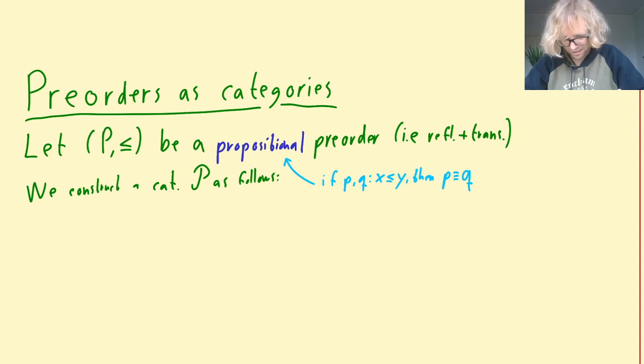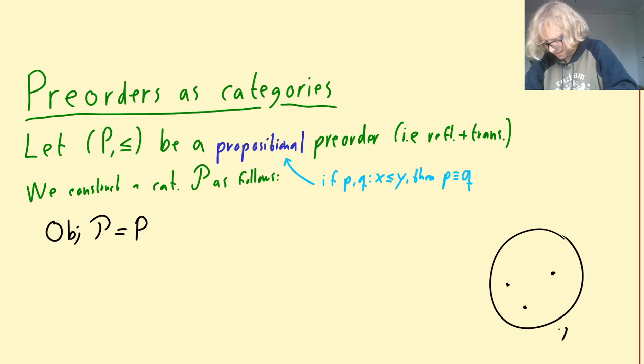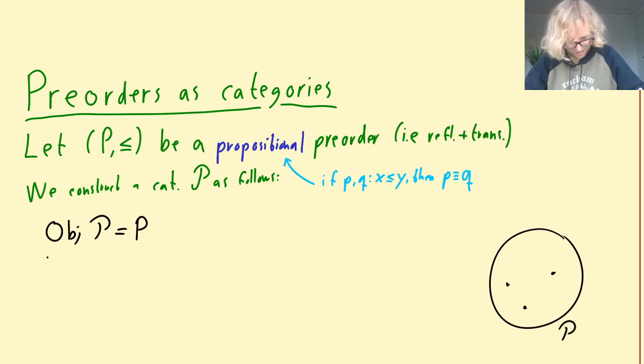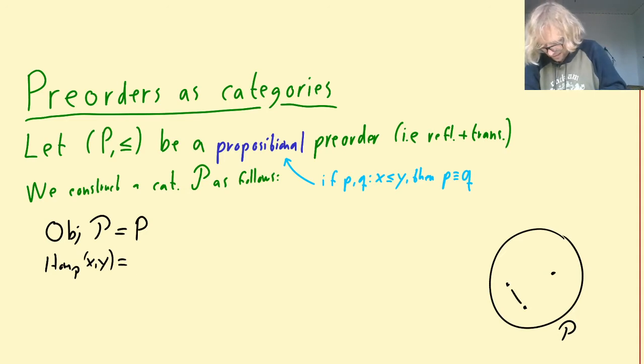So the idea is that I'm going to take the objects of my category to be the elements of the carrier set. So I have some elements like this, and I'm going to say that there is a morphism from x to y exactly when x is smaller or equal to y. So it's going to look something like this, right?